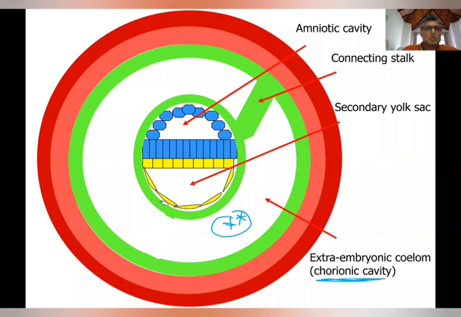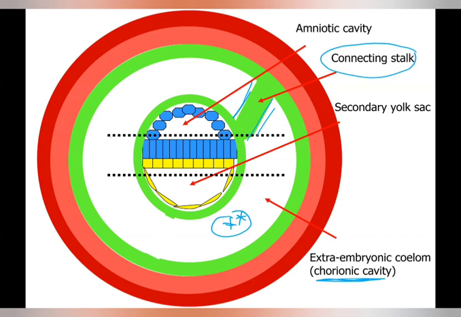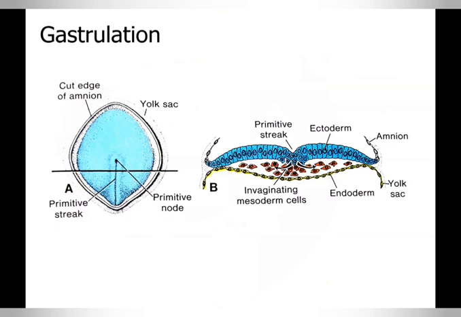This attachment disappears, and you get only one attachment, which forms one stalk here, which forms the umbilical cord later on. Now this is the plate, the area that gives rise to the embryo.